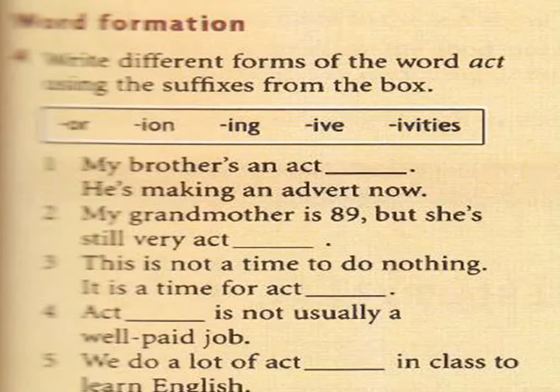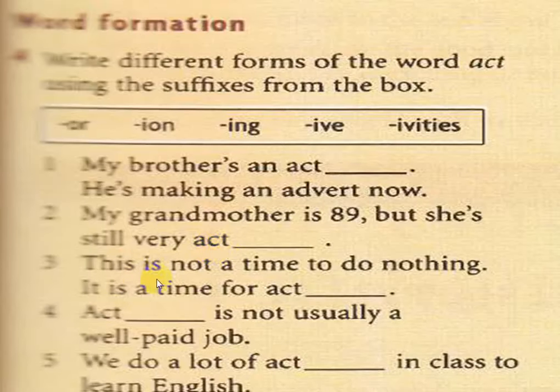Number one, my brother is an actor. Here we say an actor, we add the suffix or in number one. My brother's an actor, he's making an advert now. Number two, my grandmother is 89, but she's still very active. We add the suffix ive to number two.